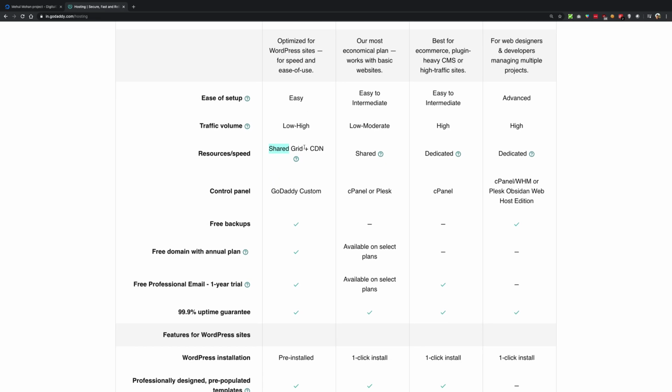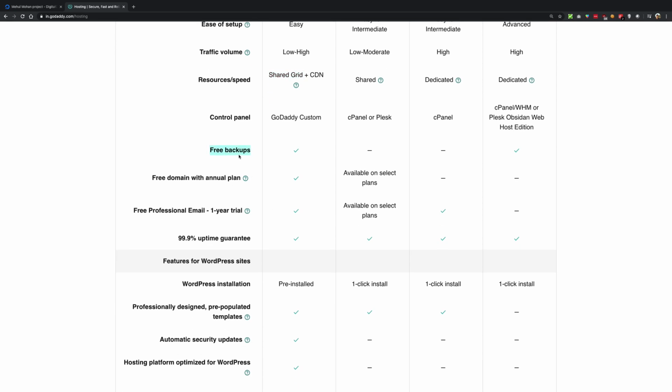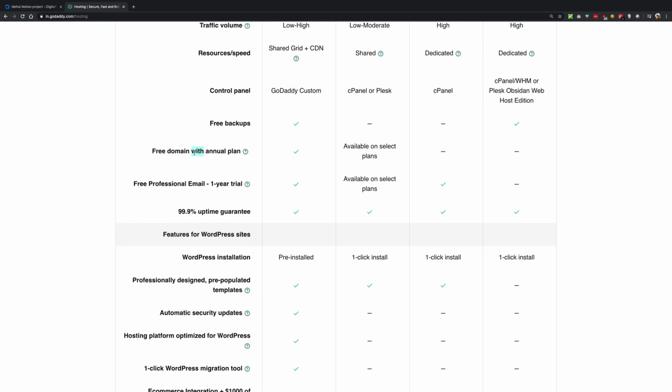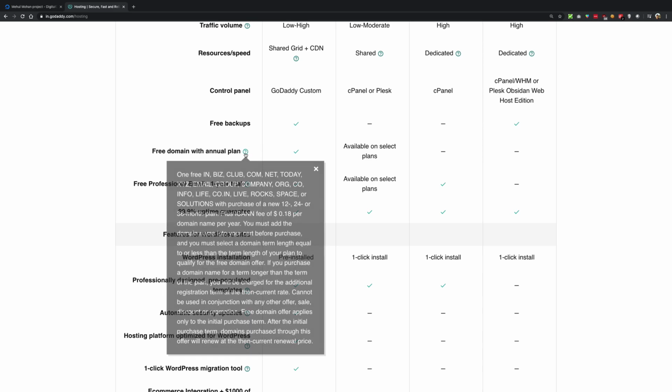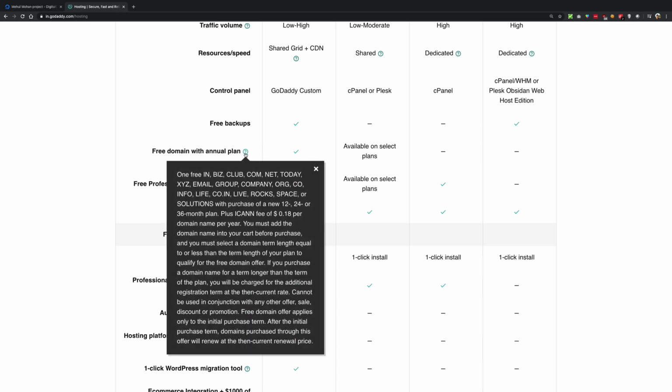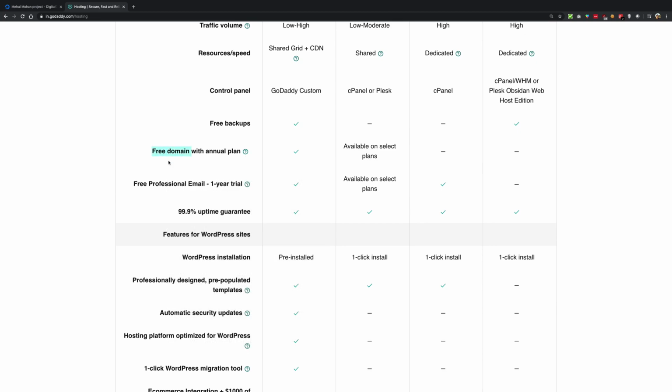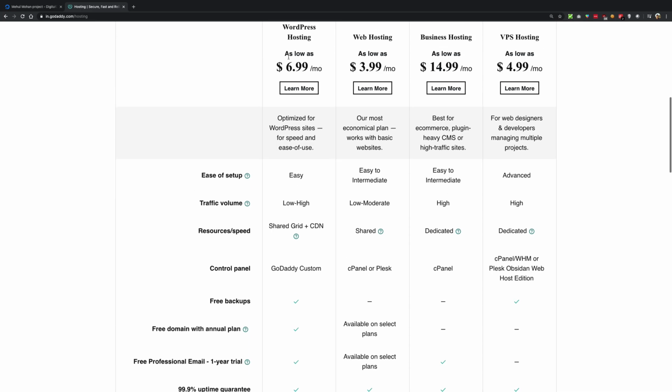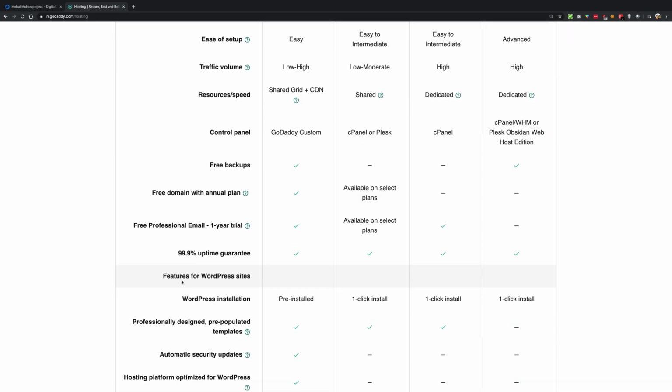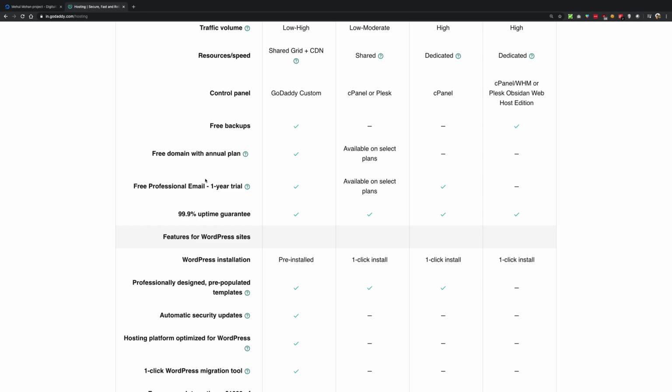DigitalOcean does not offer any CDN, but you can use Cloudflare CDN, for example. You can have free backups yourself by setting up scripts. You don't really have a free domain, but domains are not very expensive, I would say. And yeah, they just give you one domain if you opt in for the annual plan, that is, if you pay for the whole year. So these are their things, right?